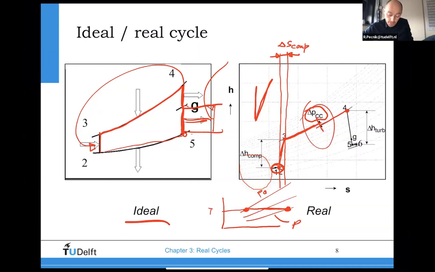And then you are in the turbine, and in the turbine, again, if you assume that the turbine is perfectly insulated, so there's no heat transfer across the boundary, then you can see that it goes from 4 to 5, and the entropy has increased again. Delta S is larger than 0, and you have losses here. And these are the losses that we talk about in real turbines.